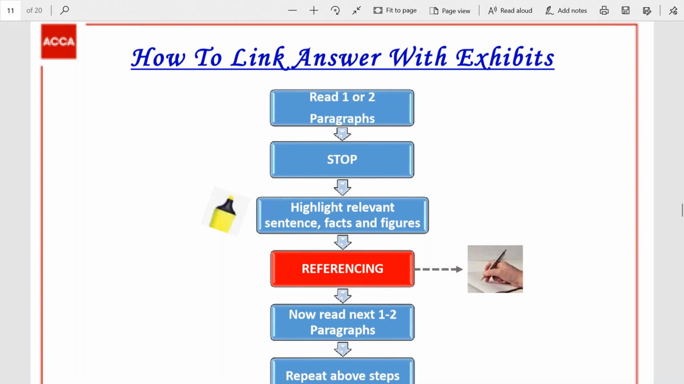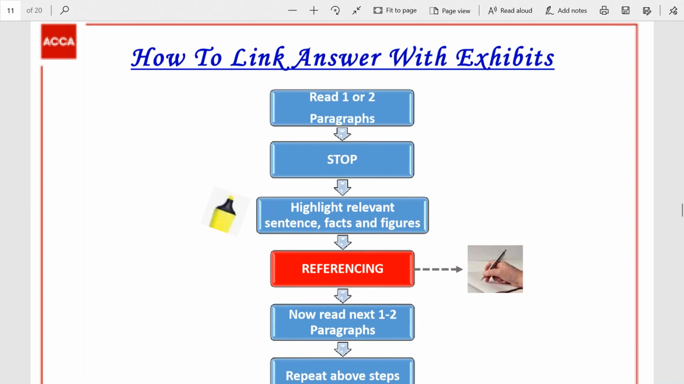And then you highlight relevant sentences, facts, and figures. So if you read one paragraph, you stop and then you highlight. Do not highlight while you are reading, because when you are reading, you tend to highlight everything. So I suggest that you do not highlight while you are reading the paragraph. You first complete the paragraph, then you stop, and then you highlight some key words or key sentences.